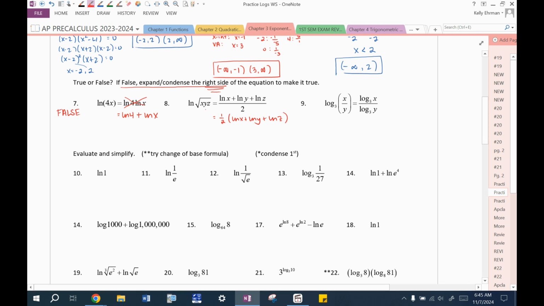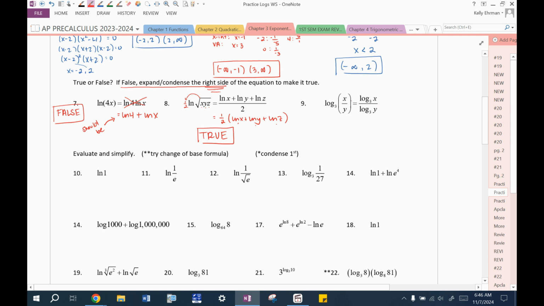Hopefully we would say true, because the 1/2 is coming from the square root. All of those have a 1/2 out in front. And then because we're multiplying x, y, and z, we should be adding ln x plus ln y plus ln z. And yeah, that's the same thing. So this is true. I'm going to write should be right here. Okay, this one's true. And then the last one, let's see.